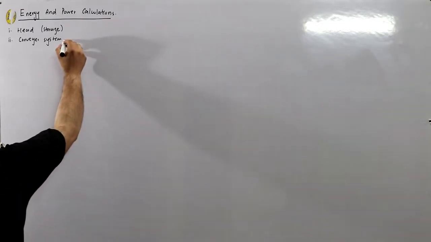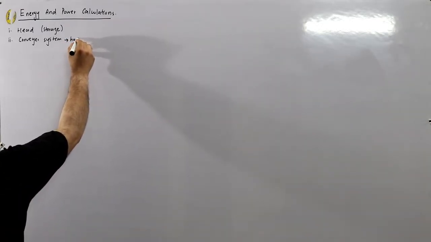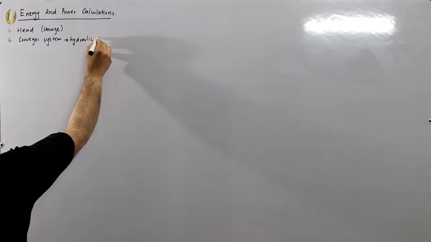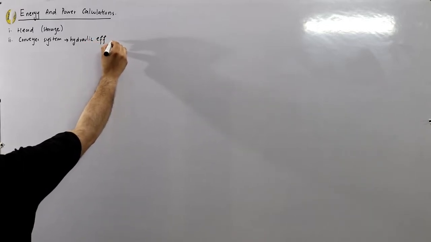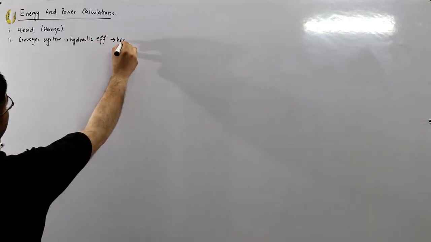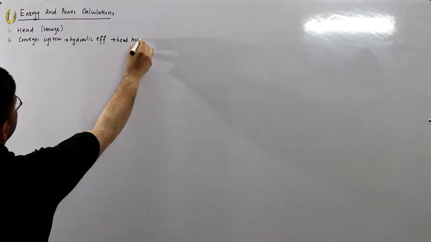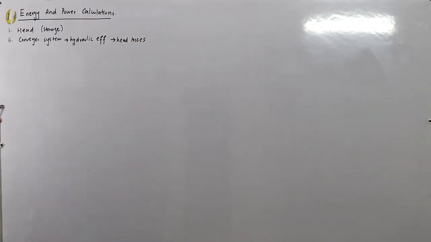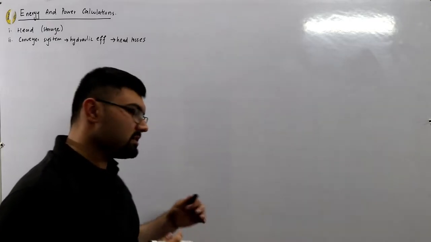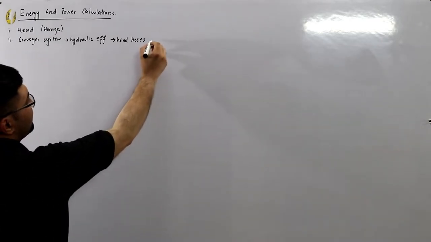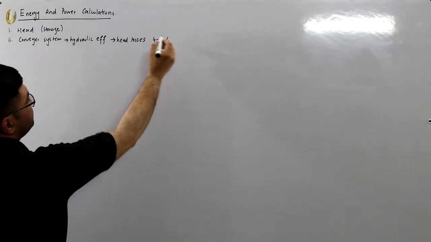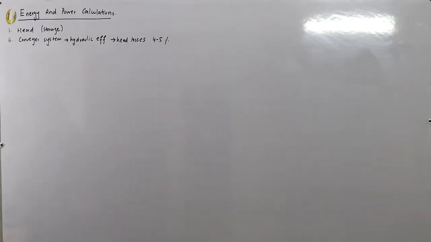Associated with this is your hydraulic efficiency, which is quite high. You have head losses here, which means some of the power is lost, maybe due to friction in the pipes and penstocks, and these are very small losses, about 4 to 5%. Hydraulic efficiency is associated with the water conveyor system, which is through the penstocks.